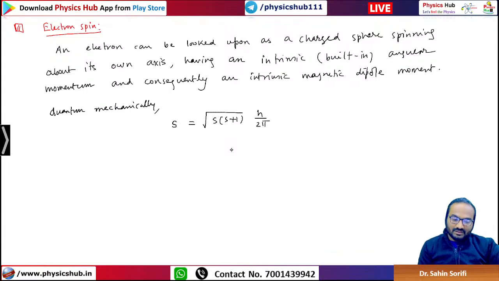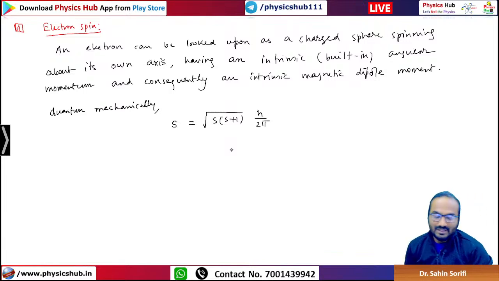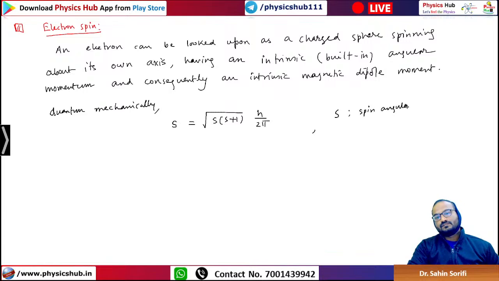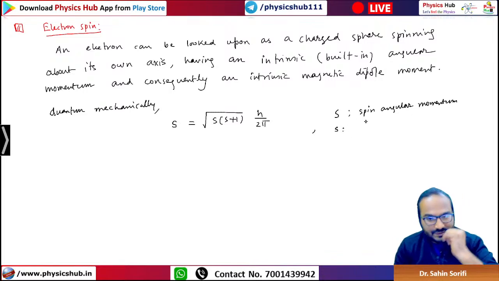Is the projection of L on the B called Lz? Yes, Lz is the projection of L on B in that way, or you can say the component of L along the field direction. Capital S is the spin angular momentum, and small s is the spin quantum number.